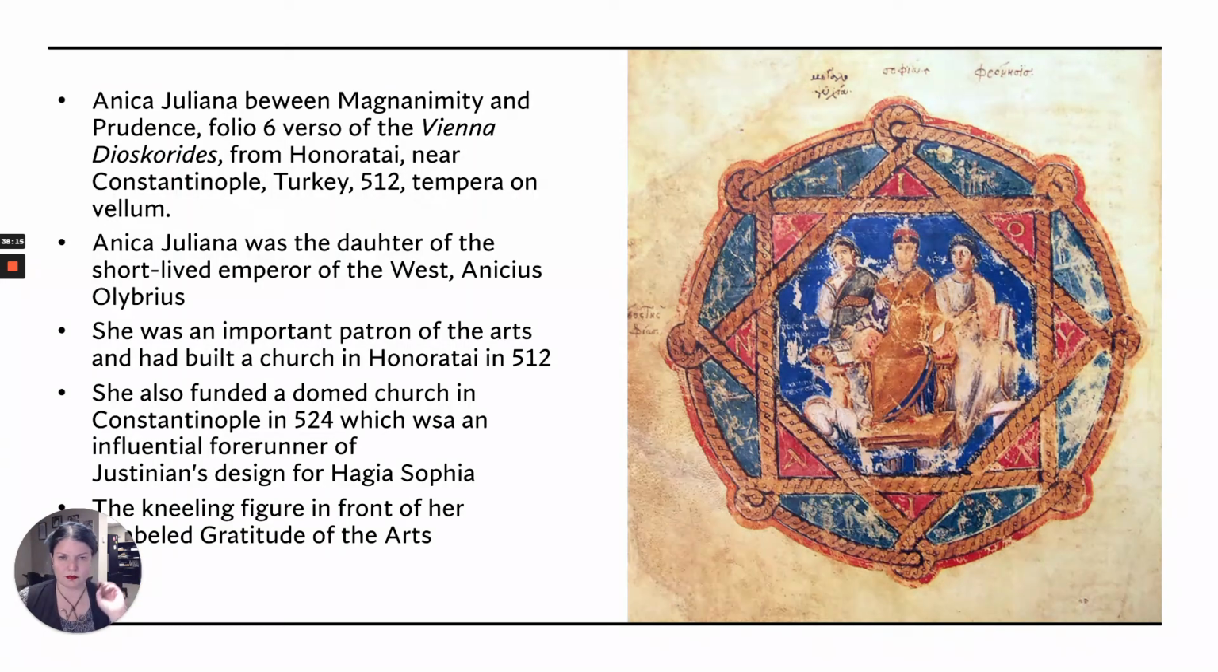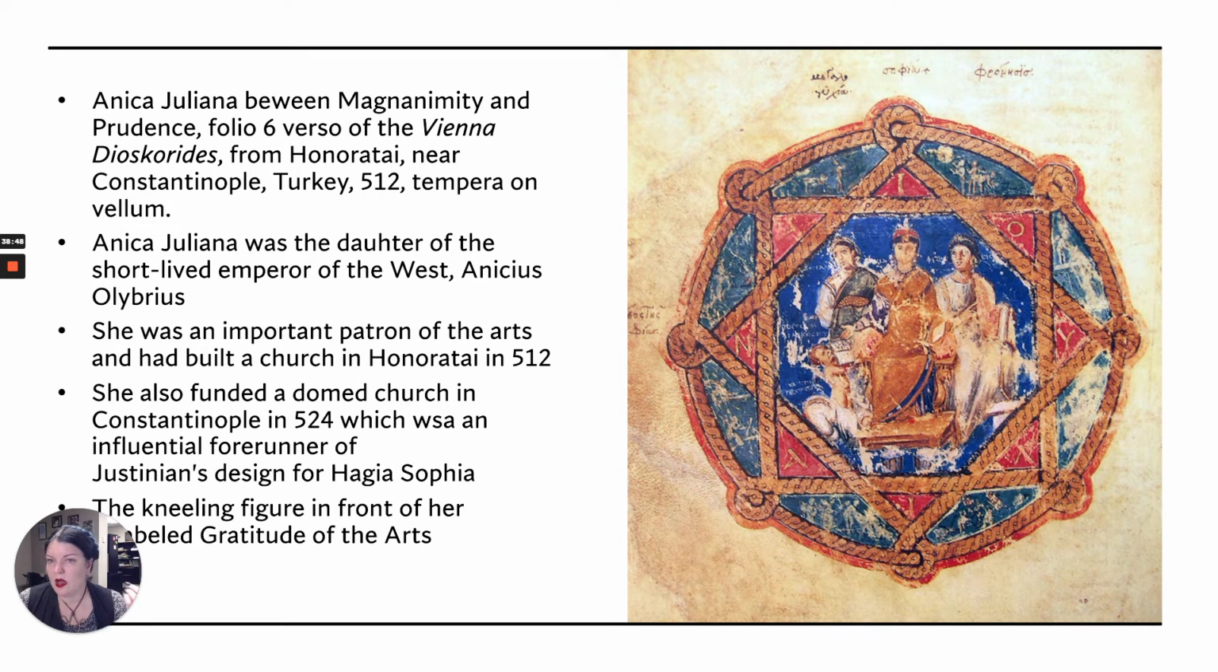Okay. This is a page in that same book that was not copied from the original Greek. This was the dedication page. So this book was copied and made as a gift to Anicia Juliana. And so she is depicted in this dedication page between personifications of magnanimity and prudence, so personifications of virtues, basically. And she also has this figure kneeling at her feet, and that figure is supposed to represent gratitude from the arts.